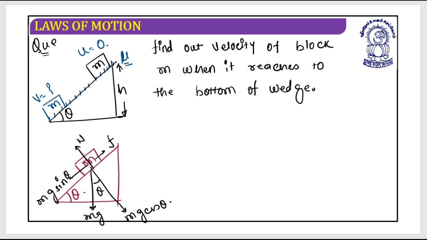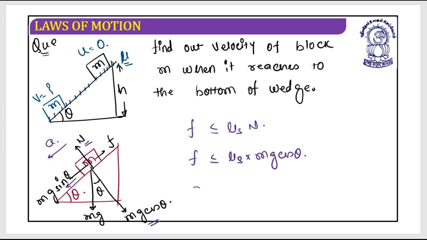And what should be the value of friction? The friction should be less than or equal to mu s into N, and normal and mg cos theta are equal. So friction should be less than or equal to mu s multiplied by mg cos theta. What I want is that the block is moving in this direction, that means in the downward direction of the wedge. So my mg sin theta must be greater than f, and as it is not at rest, that means it is moving with acceleration a.